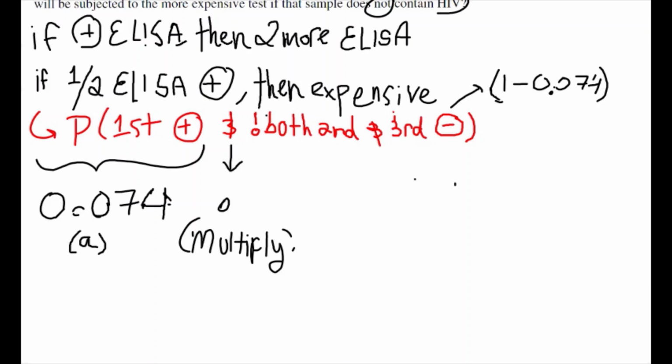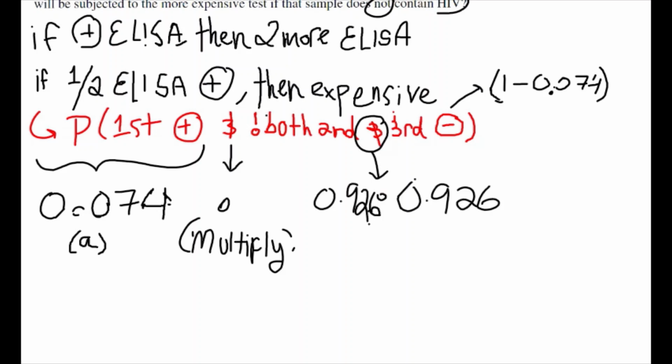Starting from the inside, we know that the probability of an ELISA being negative for a sample that does not contain HIV is 1 minus the 0.074 probability from part A, which is 0.926. Since we want the second and the third ELISA to be negative, according to our probability statements, we multiply 0.926 by itself.